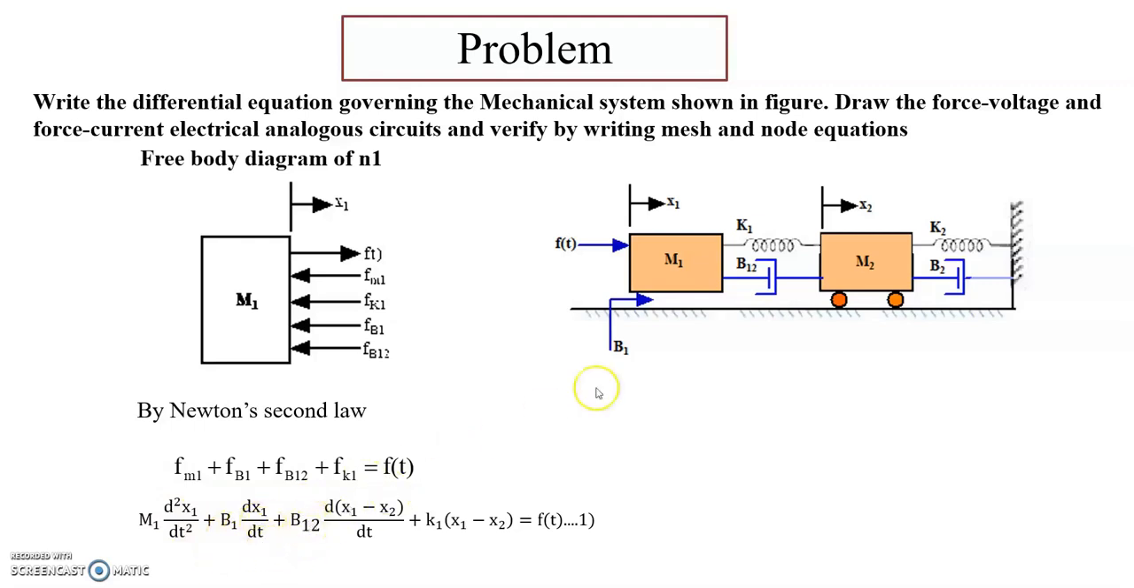plus B1 dx1 by dt plus B12, which is in between M1 and M2, so both displacements act on it. That is how the equation is written: d of x1 minus x2 by dt, plus similarly for K1, K1 into x1 minus x2, is equal to F of t. We name it equation number 1.